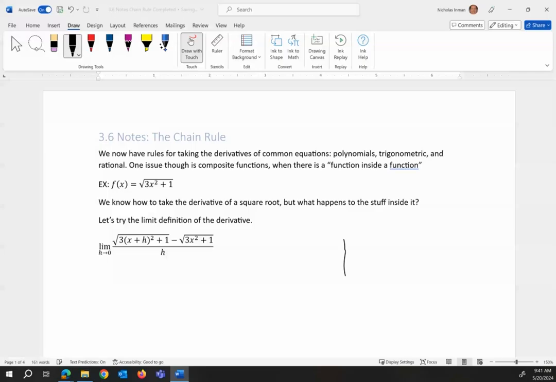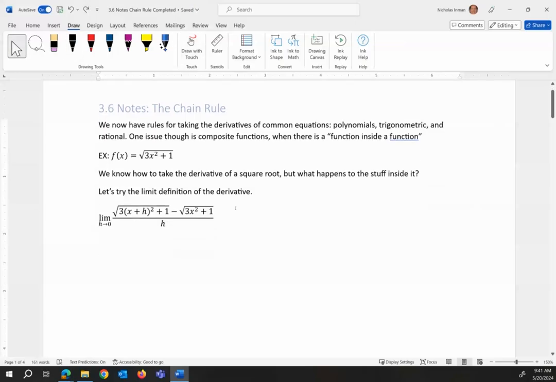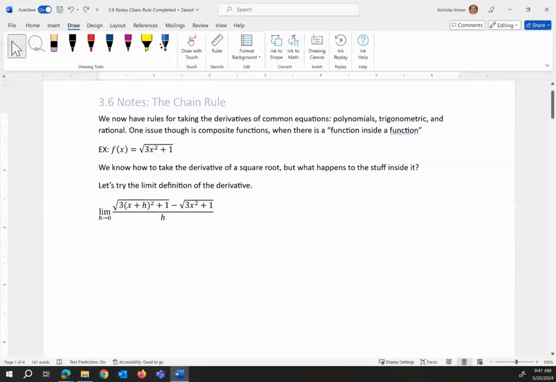But the problem that we run into is that those only work for the good, nice functions. What happens when there's just a little bit more going on? For instance, we have f of x equal to this square root function. We know how to do the derivative of a square root function, but there's more than just an x inside of that square root: there's a 3x squared plus 1. When you have these composite functions, a function inside of a function, we have to do this thing called the chain rule.